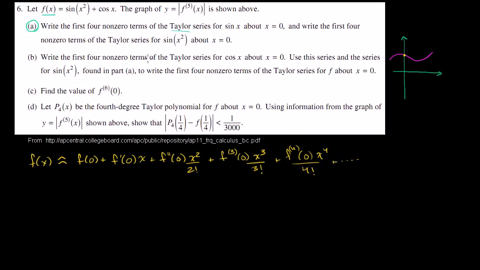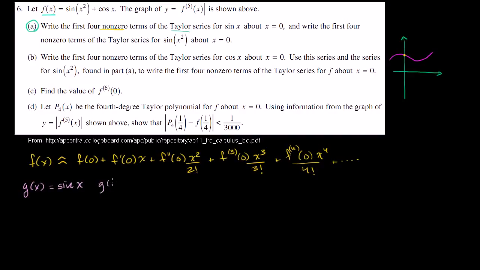So what they want us to do is find the first four non-zero terms of the Taylor series for sine of x. Some of you might already know this. We covered this in the video where we show Euler's identity, but we'll do it again right over here. I'll call it g of x because they already defined f of x up here. Let's say that g of x is equal to sine of x.